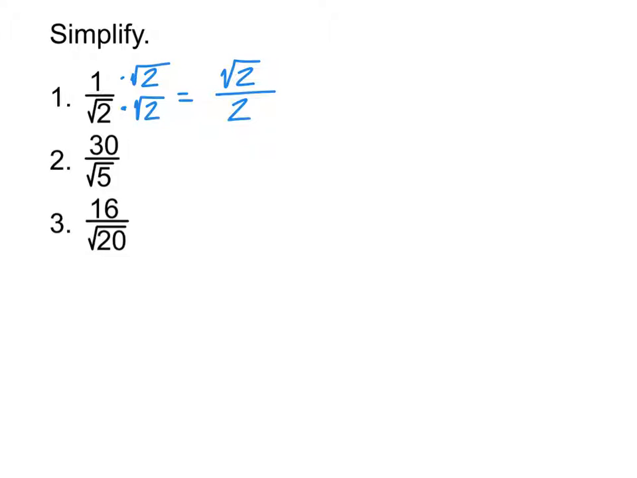Alright, so then on to number 2. In this case, I've got to multiply by root 5. And so you multiply top and bottom by the square root of 5. When we do that here, we end up with 30 root 5 over 5.